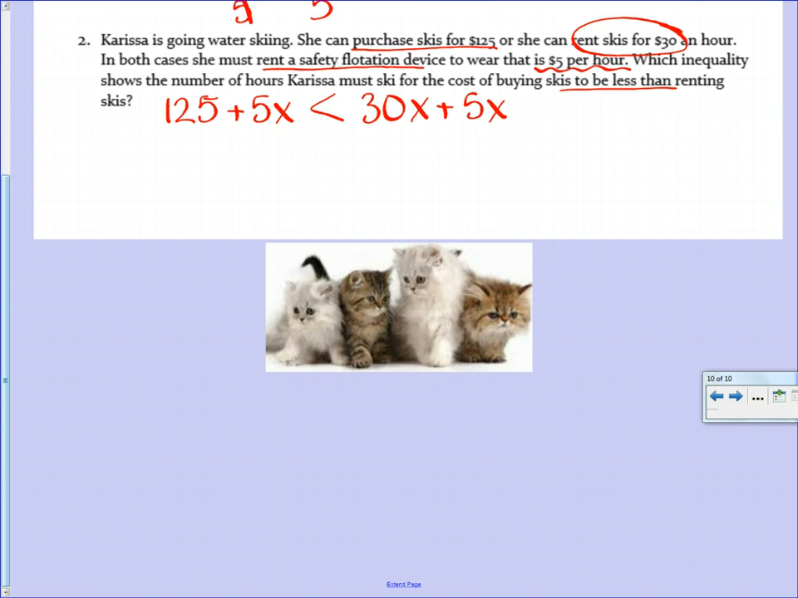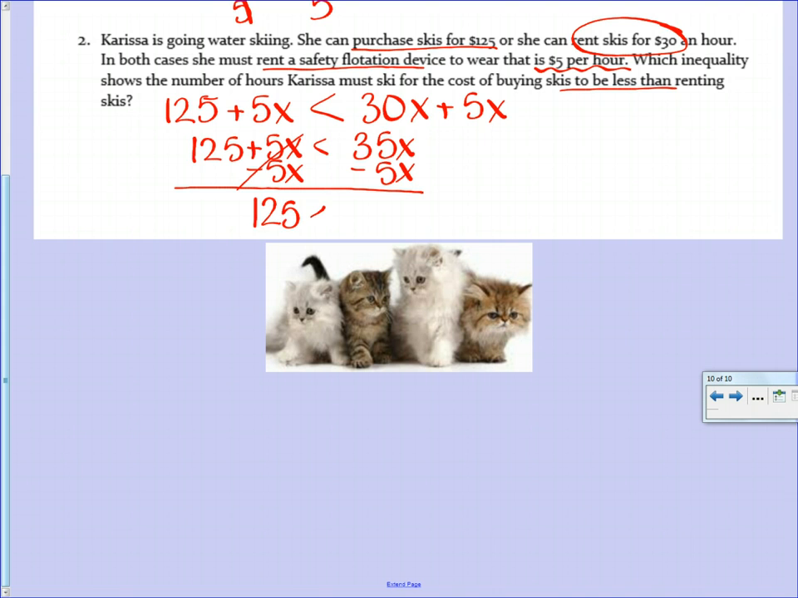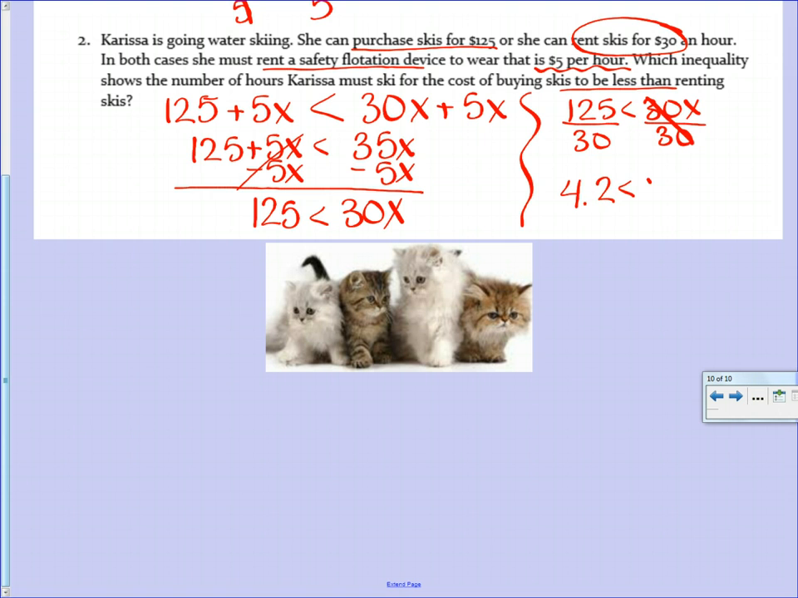So our first step in solving here is we're going to combine our like terms on the right-hand side. 30x plus 5x would be 35x, and now we're going to solve. Subtract 5x from both sides. You get 125 is less than 30x. So then our last step would be to divide by 30. This is going to be a decimal. When you divide, you get 4.16, which I'm going to round to 4.2.